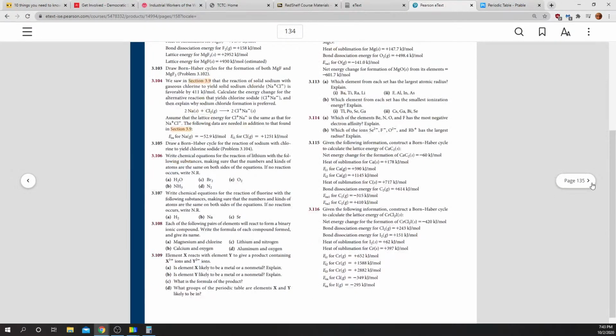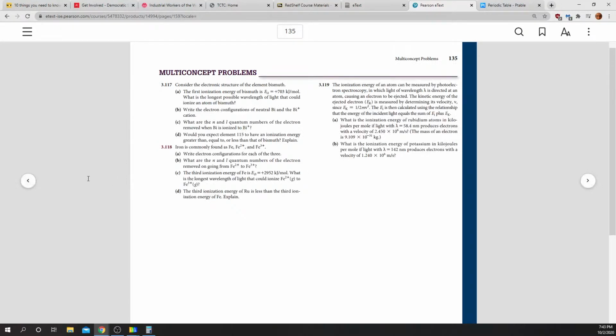Finally, 118, one more page. Iron is commonly found as iron, iron 2 plus, and iron 3 plus. Write the configurations for each. Iron is argon, 4s2, 3d6.